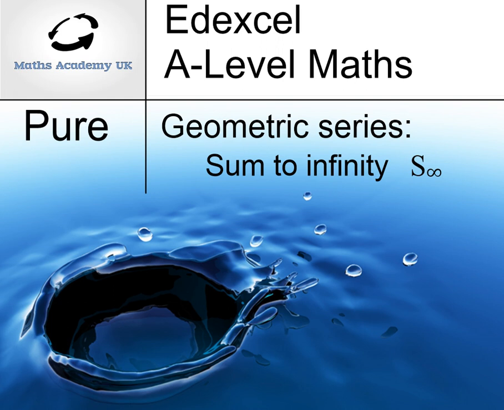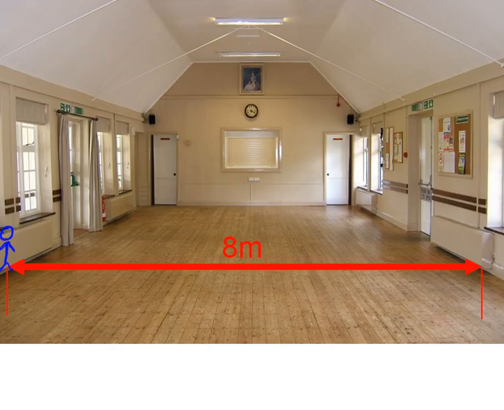Geometric series, the sum to infinity. This room is 8 meters wide, and somebody starts on the left and they're going to walk towards the right, but they only ever walk half the distance between themselves and the wall on the opposite side. So initially they walk 4 meters.